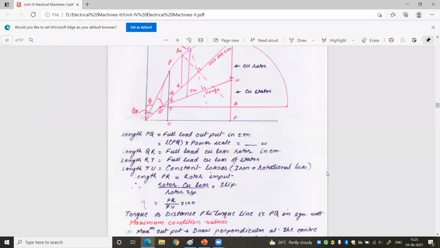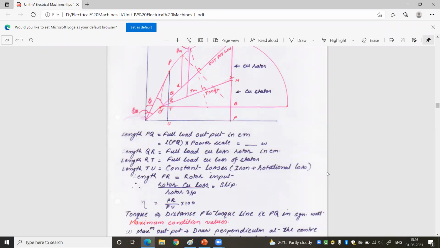QR is the full load copper losses. Here Q to R is the rotor copper losses, and R to S is the stator copper losses. R to T is the full load copper loss in the stator, and Q to R is the full load copper loss in the rotor. Now length T to U is the constant losses, that is iron plus rotational losses.